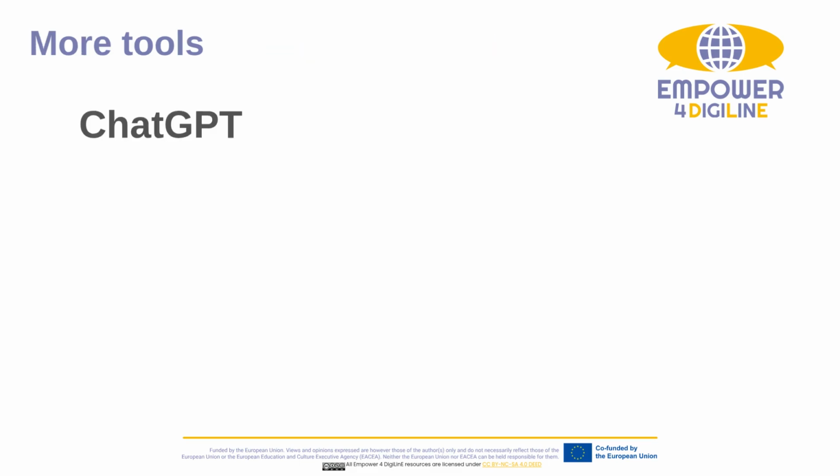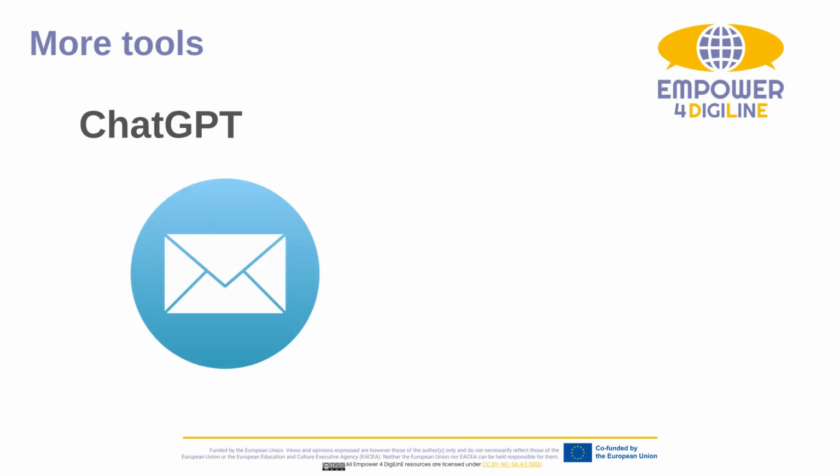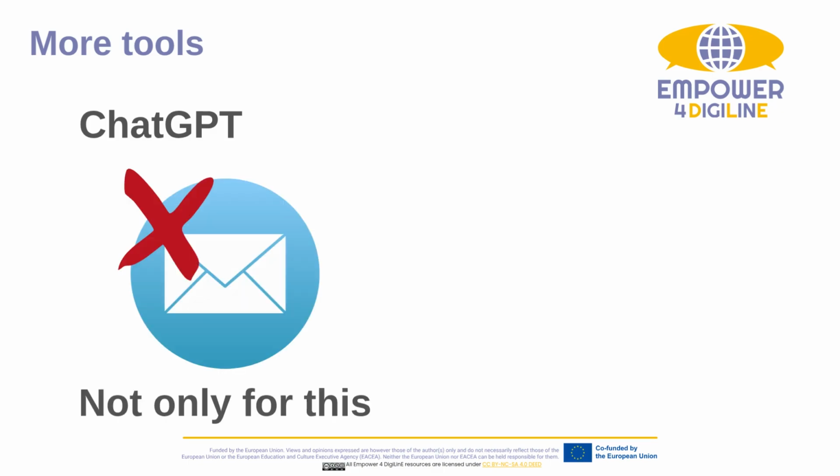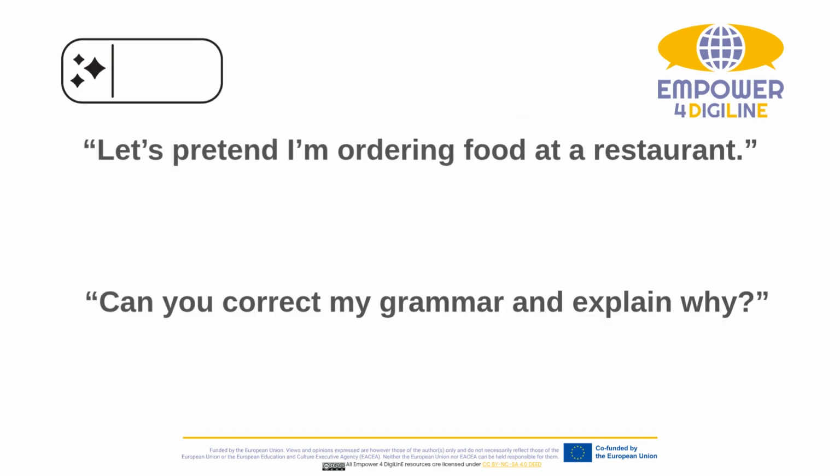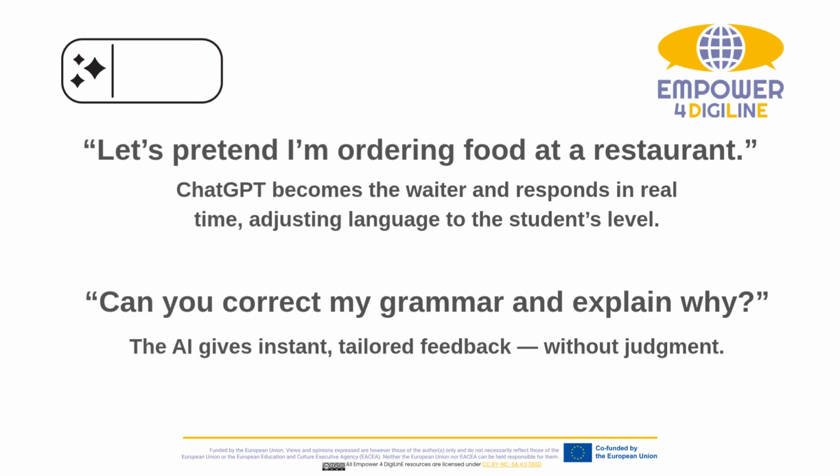Next up, ChatGPT. It's not just for adults or writing emails. You can use it in conversation mode for simulated dialogues, pronunciation practice, or getting writing feedback. You can give the prompts for the students to use independently, or help them create their own, based on their specific needs.